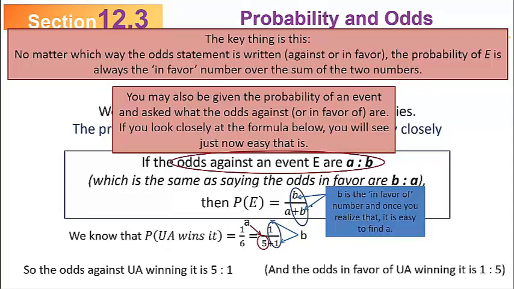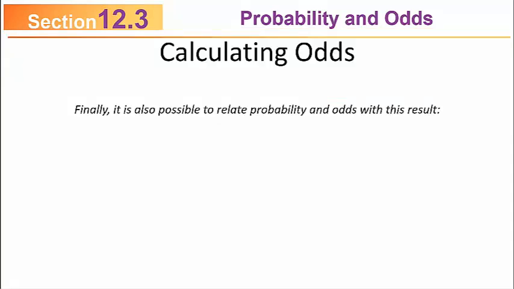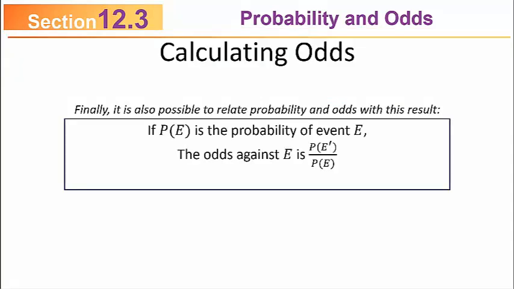So once you know odds, you can quickly change it to probability. If you know probability, you can change it quickly to odds. Finally, you can also relate probability and odds with this result. It says if you're given the probability of E, the odds against E is the probability that E does not occur, that's E complement, over the probability of E.